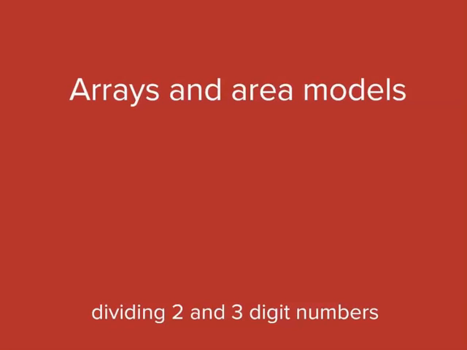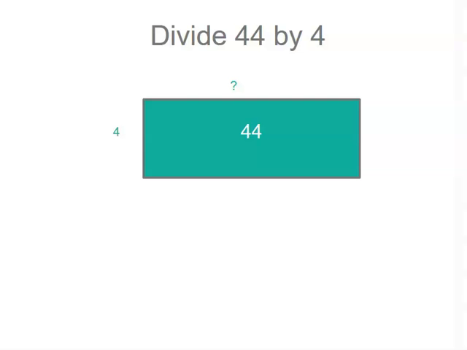You know, we can use arrays and the area of a rectangle to help us with multiplication. And we can also use them for division. I'd like to work out 44 divided by 4. So I know that 4 times something equals 44, but I don't know what that number is. So let's have a think about what we do know.